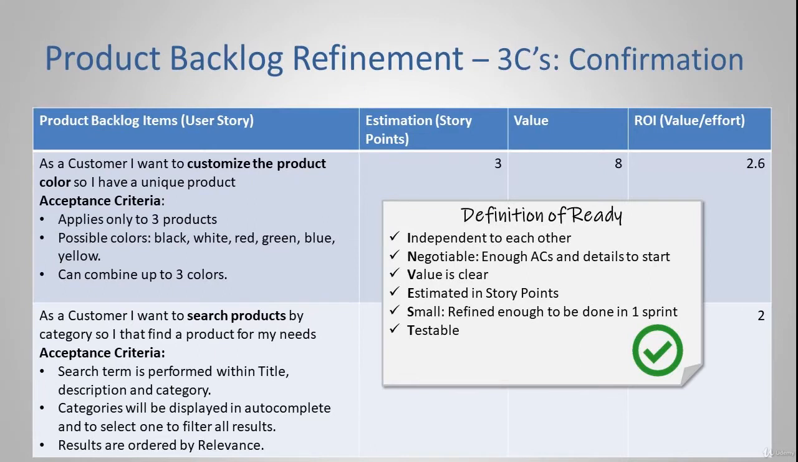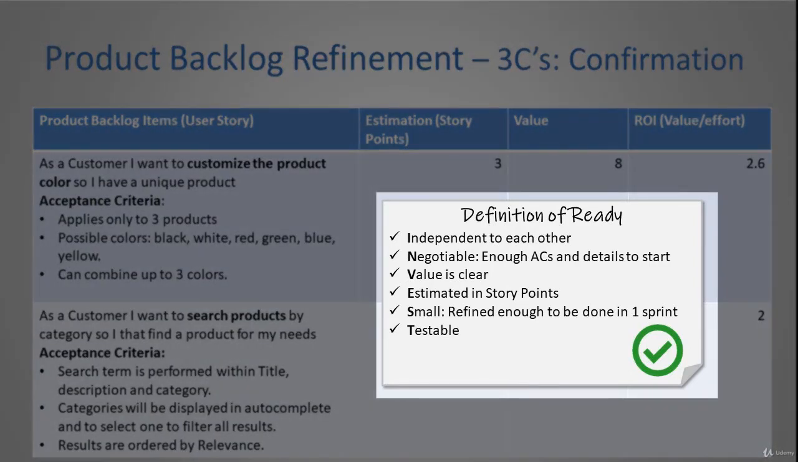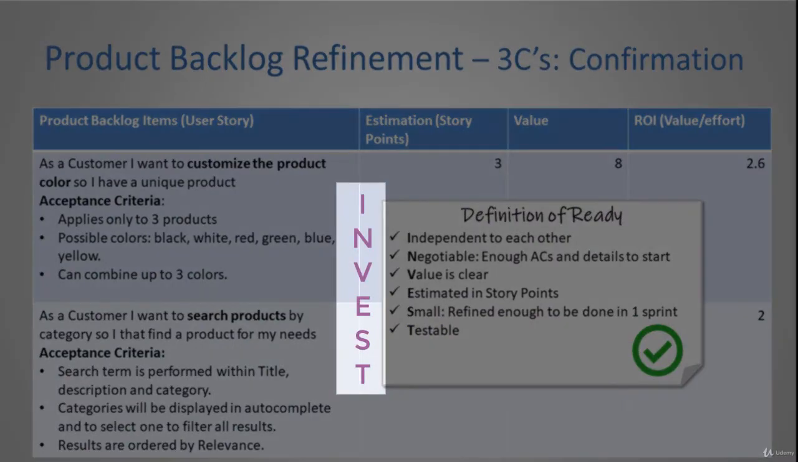They want to refine the stories to a level that they are ready to be added to a sprint. This team has a shared understanding of what ready means with a definition of ready. In this case, their definition of ready says that each story should be independent of each other, that they are negotiable, but the acceptance criteria will have enough detail so they can start working, that the value is clear, that the stories are estimated in story points, that they are small enough to be done in one sprint, and that they are testable, in the sense that the development team understands and has examples of how they will be tested. This is usually known with the acronym INVEST.